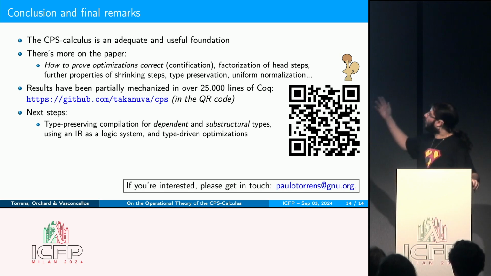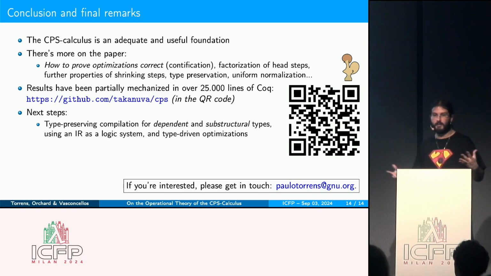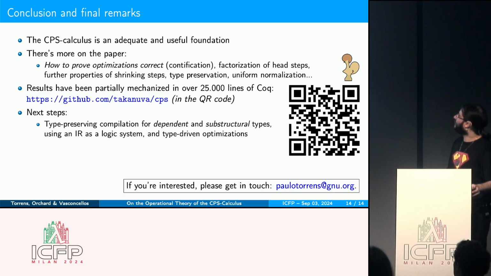And of course we have more in the paper. We show how to prove optimizations correct. I think it's one of the most important settings. We show how to give short proofs of correctness for optimizations. Our results have actually been formalized in Coq. We have over 20,000 lines of code. If anyone is interested, the QR code or the link will guide you to the same place.